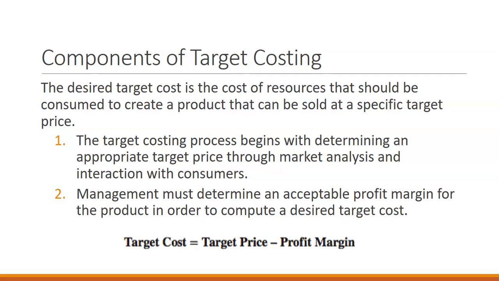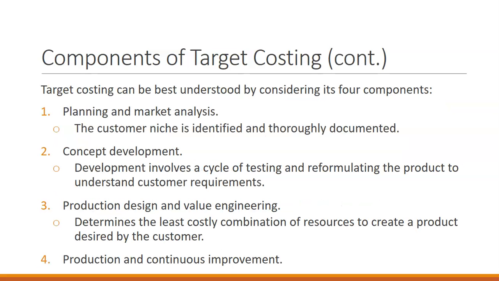Once we have a price, we separate out our profit margin, and that gives us our target cost. Now that we know in order to make the profit margin we desire, we have to keep our costs within this certain target cost pool. We can't go over production costs, or we're not going to make our desired profit margin.